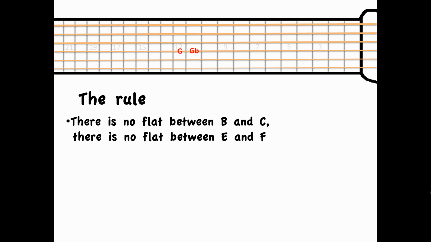The note before that in the musical alphabet is F. So here's F, and here's our rule. There's no flat between F and E, so the next note is an E. A lowered E is an E flat, so here's E flat. The note before that is a D, and then a lowered D is a D flat. The note before that is a C, so here's C. And then here's our rule one more time: no flat between B and C, or C and B, however you want to look at it.